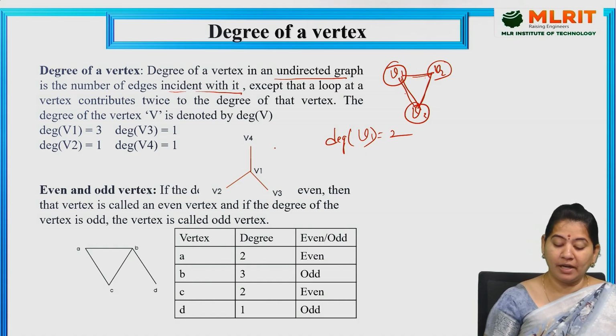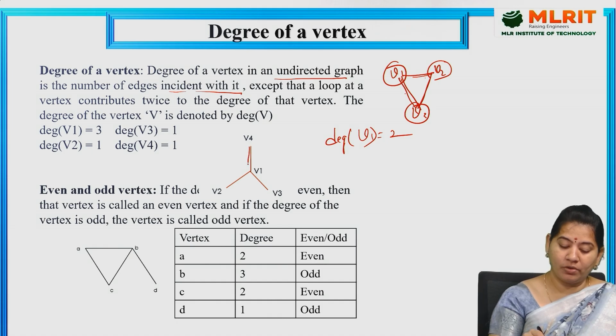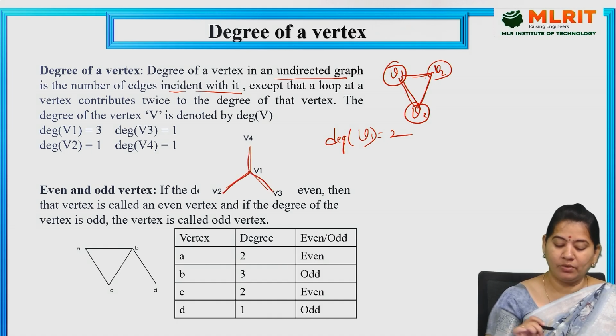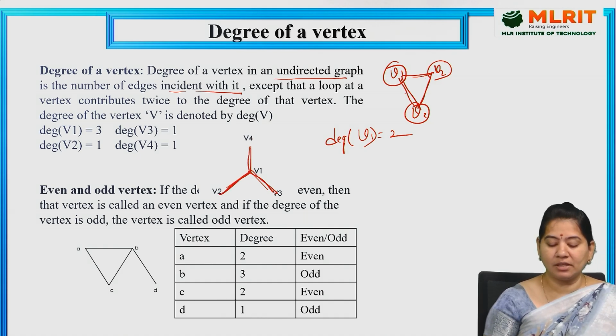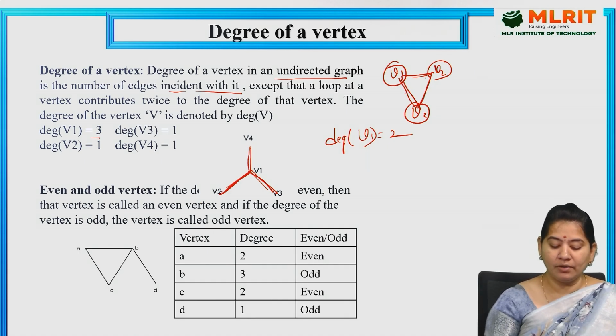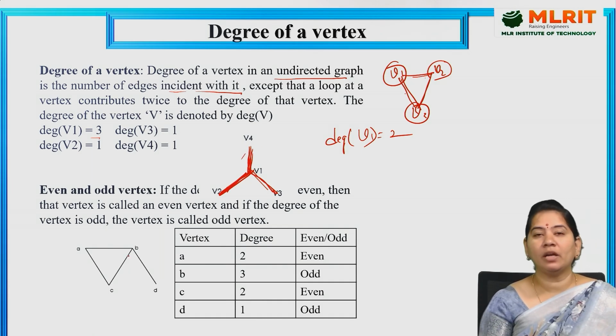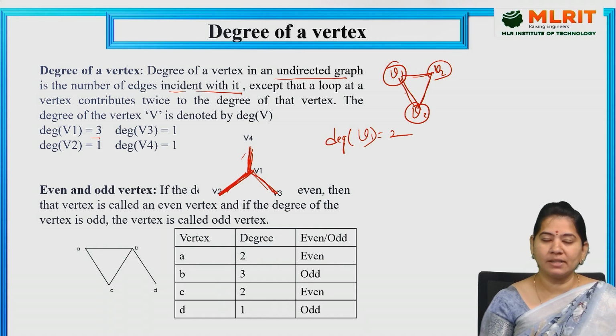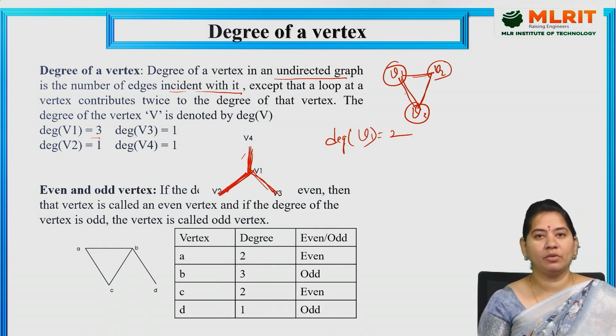Here if you observe, we have another figure. This is V4 to V1, V1 to V2, V1 to V3. Now the degree of V1 is 1, 2, 3. So V1 is incident with 3 edges here. That's why the degree of V1 is 3. And the degree of V2 is only 1, because V2 is incident only with V1. The degree of V3 is also 1, and the degree of V4 is also 1. So this is how you calculate the degree of a particular vertex: by how many edges that vertex is incident with.